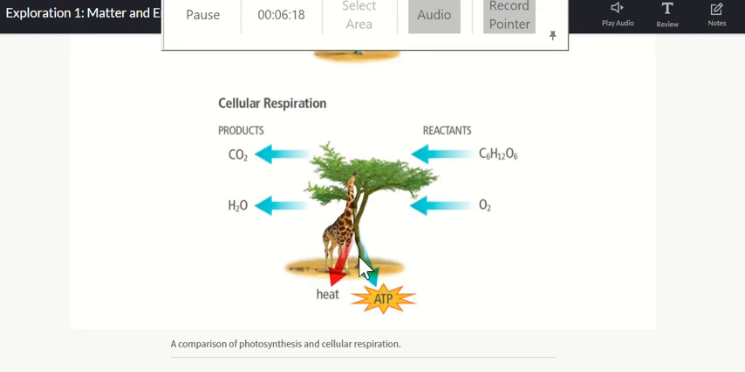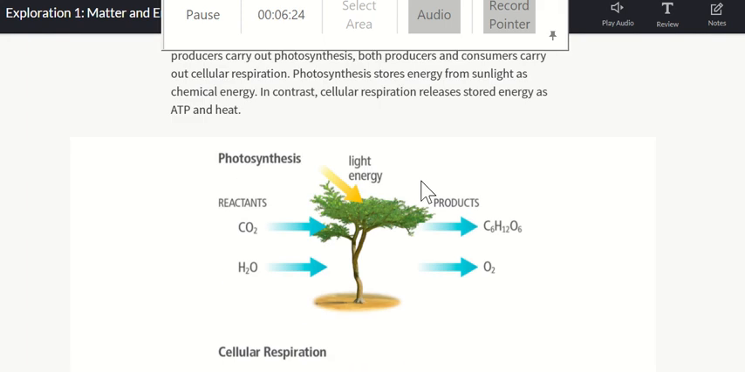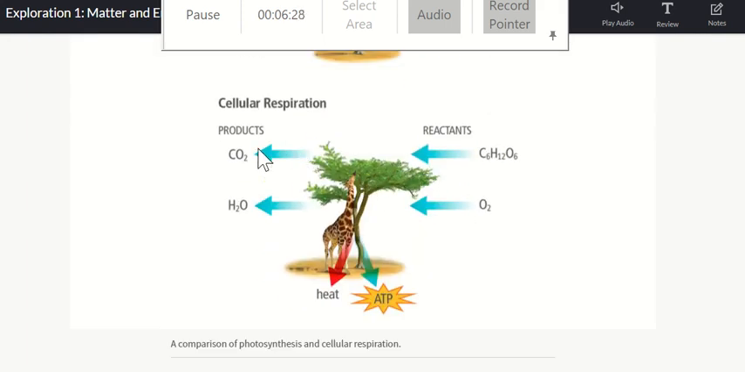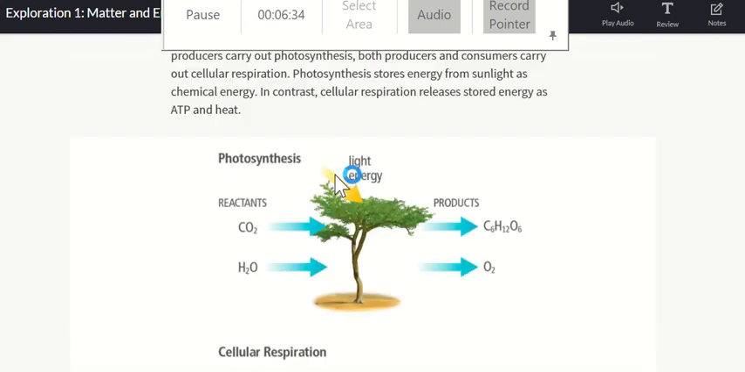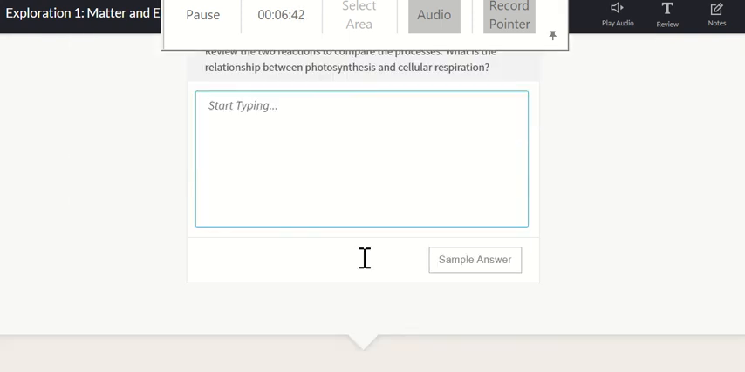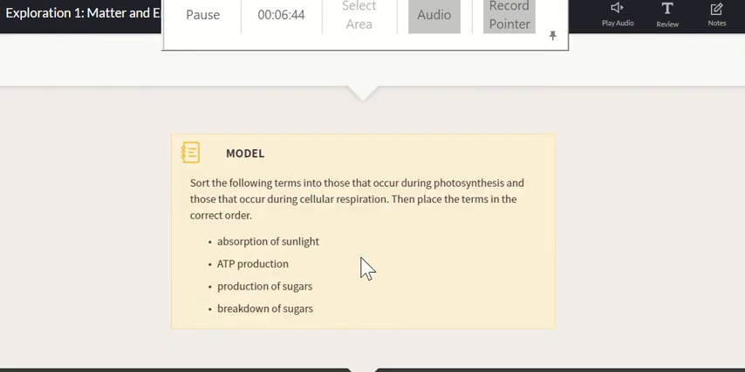So as we go down, the giraffe is going to take in the sugar and take in the oxygen that this plant made. It's going to release carbon dioxide and water, which is what plants need to survive, and this heat and energy. Okay, so the sun coming in here is going to be the exact same amount of energy being released here. We're going to store this one and we're going to release heat. So that's why photosynthesis and cellular respiration work together.